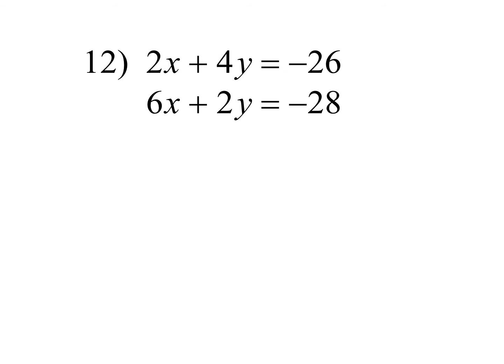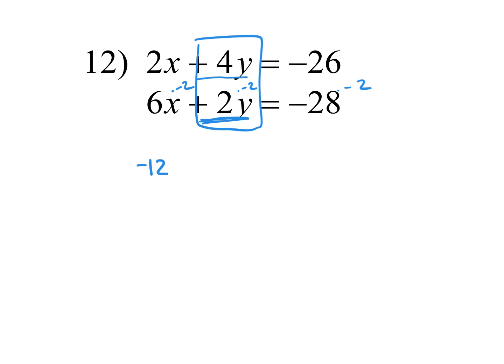So 12, does anything cancel out right off the bat? No. So what do I have to do? Multiply. Do I want to cancel out the x's or the y's? You want to cancel out the y's? So we want to cancel out the y's. I have a 4y and a 2y. So I want to make one of them a negative 4y, because if I have a positive 4y, I should make this one a negative 4. So what do I have to multiply by the second equation? Negative 2. So times negative 2.